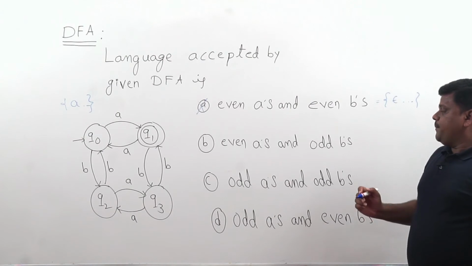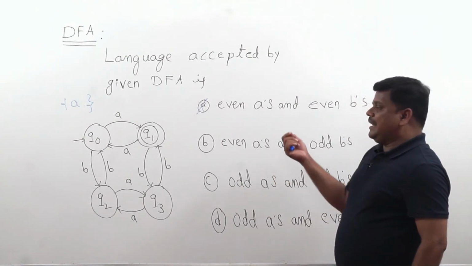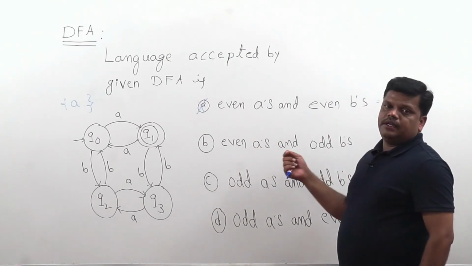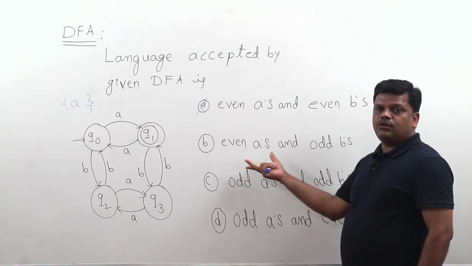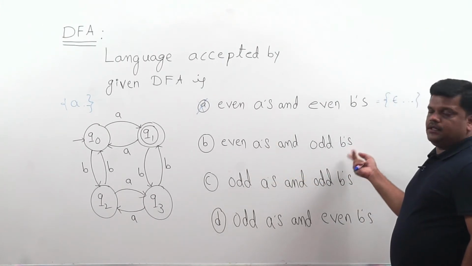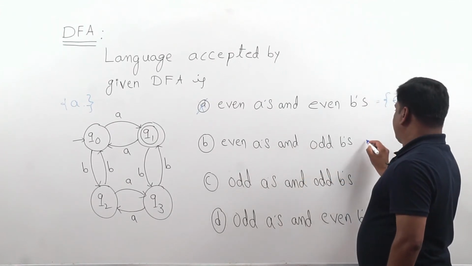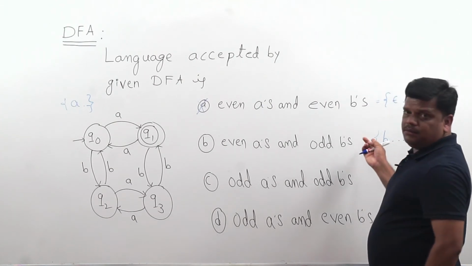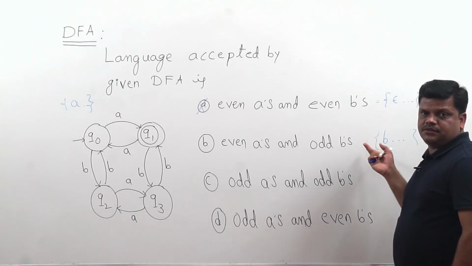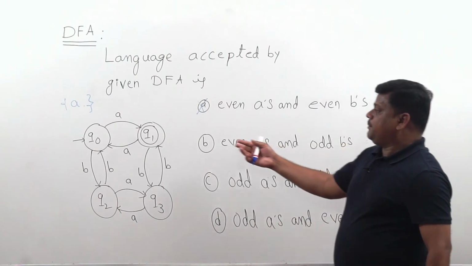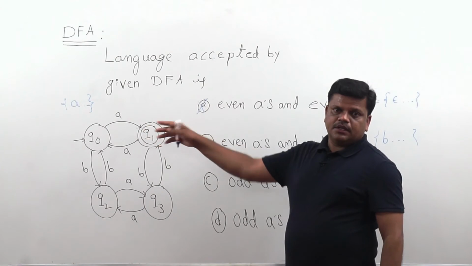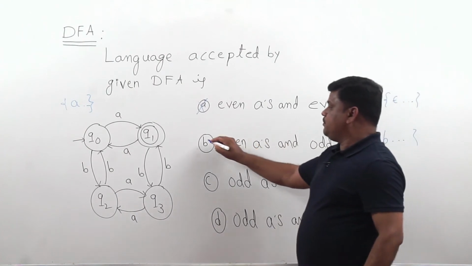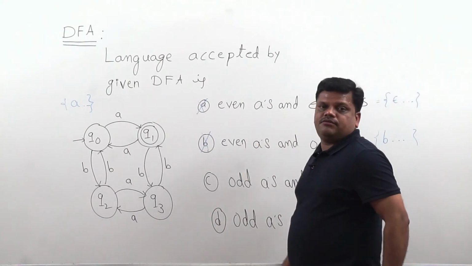Come to the option B here. Option B is saying that language accepted by this DFA is even A's and odd B's. Even A's means 0 number of A's, epsilon, and odd B's means 1B. So epsilon 1B, from this option B, the minimum string generated is B. So many other strings are there. We are eliminating by using the minimum strings. So here language accepted by this DFA, minimum string is A. In option B, minimum string generated is B. Both are different. So option B is also not the answer for this DFA.